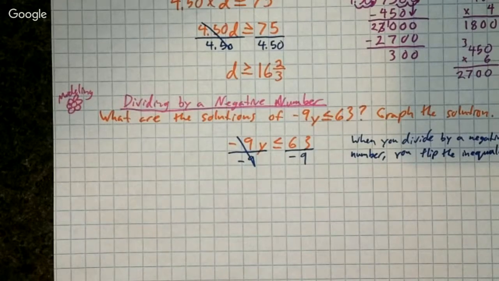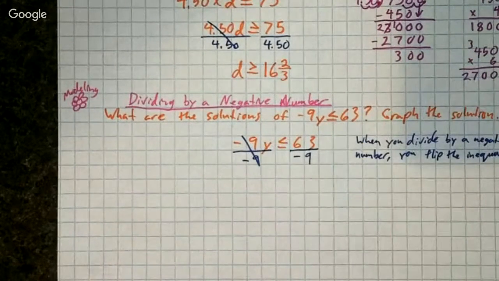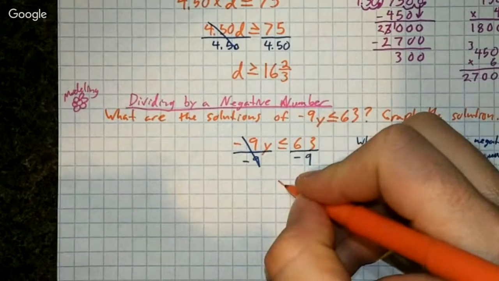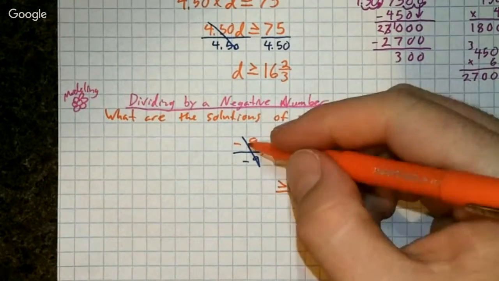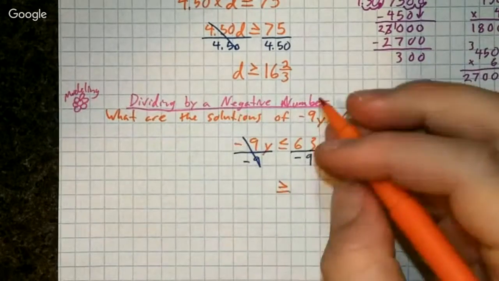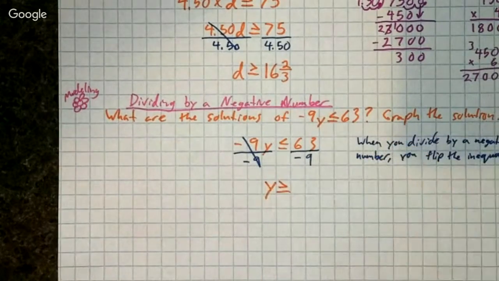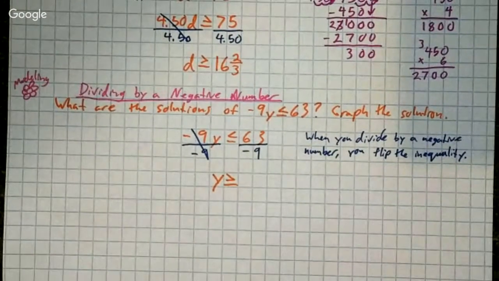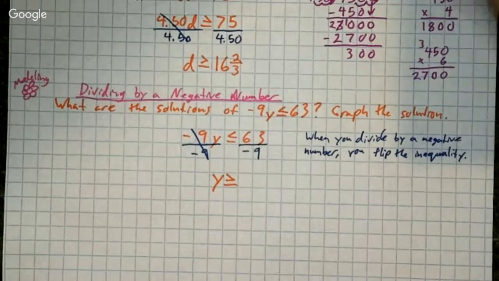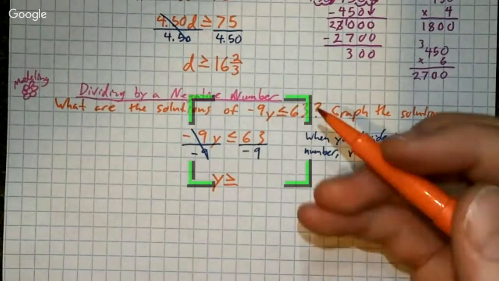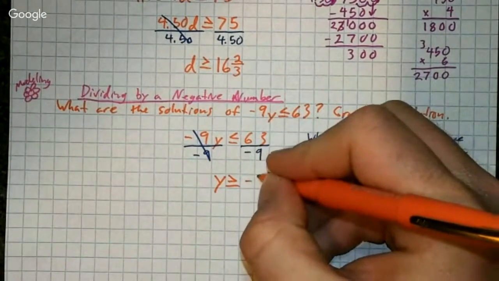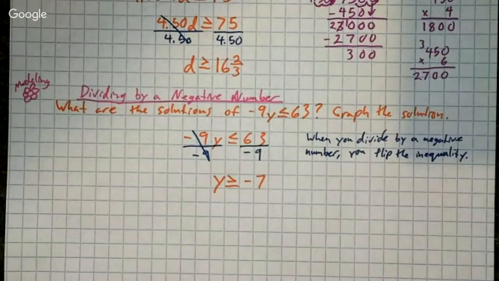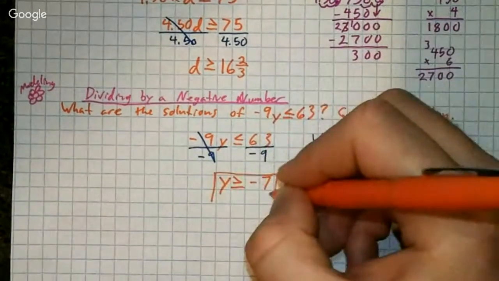So let's go ahead and simplify. Our inequality sign is going to flip, meaning it's now going to be greater than or equal to. Negative 9 divided by negative 9 gives us 1, meaning that's canceled out. And all we have left is y is greater than or equal to 63 divided by negative 9. Well, 9 times 7, oh, I had some trouble with that one. 9 times 7 gives us 63, meaning it's going to be negative 7. And that's going to be our solution.